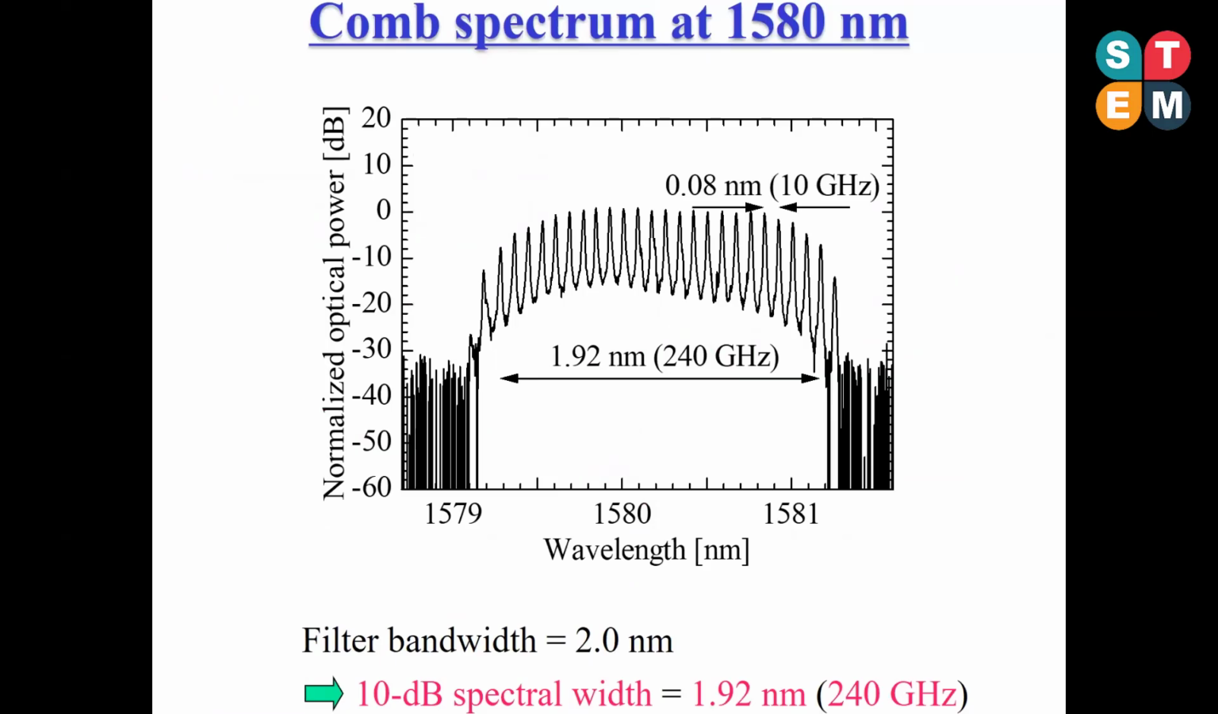This figure shows an optical comb spectrum at the center wavelength of 1580 nanometer when the filter bandwidth is 2 nanometer. Due to the high nonlinearity of the bismuth-based fiber, the spectrum is flatly broadened and flat combs with an interval of 0.08 nanometer corresponding to a repetition rate of 10 GHz are clearly seen. The 10 dB spectral width is 1.92 nanometer with 24 comb lines, which corresponds to a frequency bandwidth of 240 GHz.